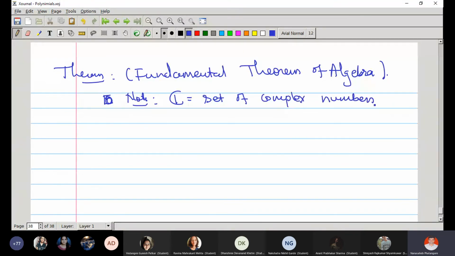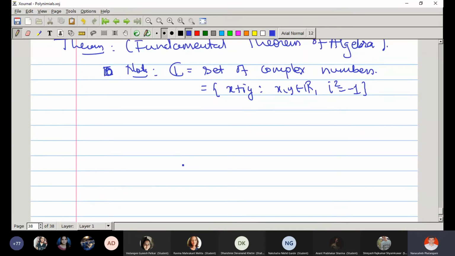And what is the set of complex numbers? x plus iy, where x and y are real numbers and i squared is minus 1, and we know how to add and multiply two complex numbers. So now the question I would like to ask here: with respect to that addition and multiplication, does C satisfy field axioms?